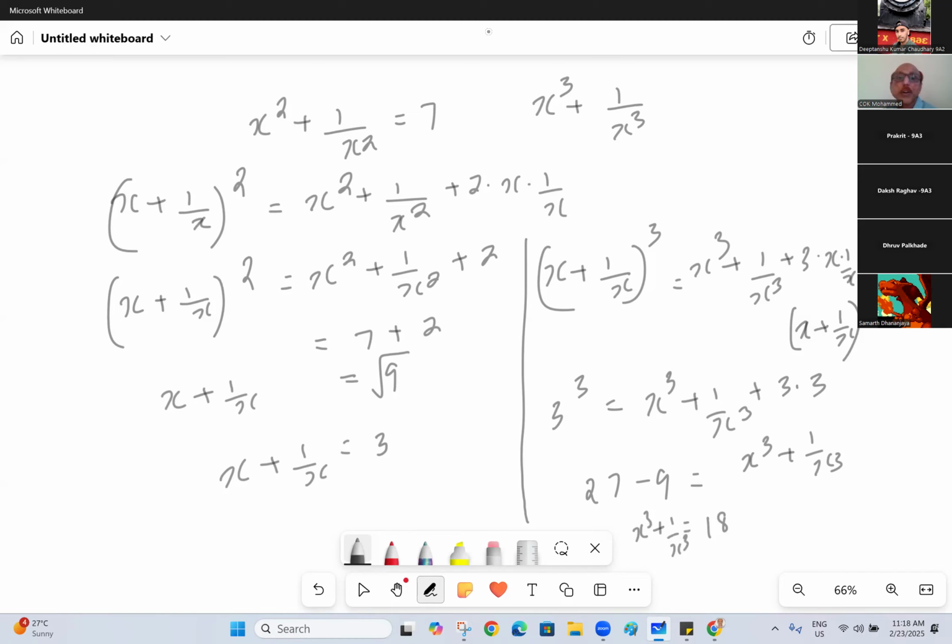Sir, could we also get the answer by substituting the value? If you know the formula, you can directly write x cube plus 1 by x cube. It's not a formula, in fact, it is just transposing of this one. X cube plus 1 by x cube is equal to x plus 1 by x the whole cube minus 3 into x into 1 by x into x plus 1 by x. So you will directly get it; no need to write the formula and transpose. You can transpose from the identity itself and apply.